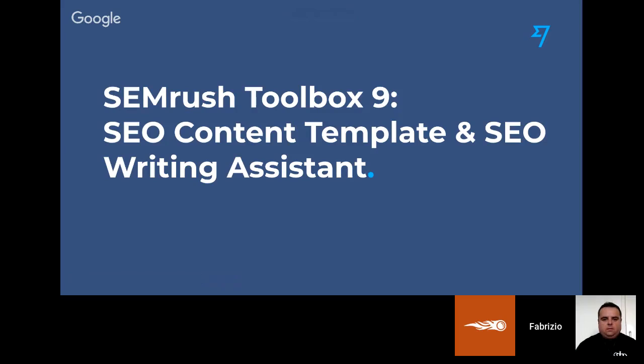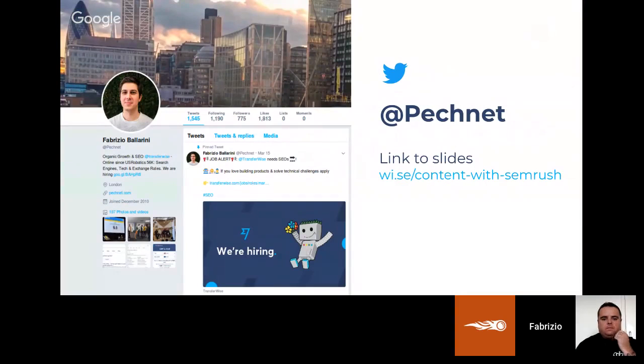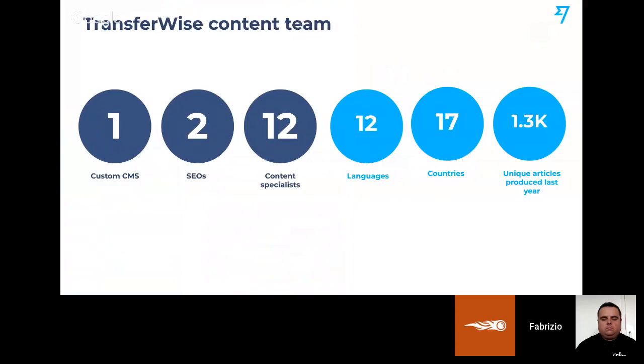Maybe just for the sake of giving people a little bit of context, I work at TransferWise, where I look after SEO and organic growth. Part of our team is working on content production. We have one platform that we built for managing long form content, which is pretty much a blog. We have a couple of SEO guys. There are 12 people who produce content, and then they work with a network of freelancers. We're currently making content in 12 languages, 17 countries, and roughly we made over 1,000 articles a year. That's roughly what we did in the past few years.